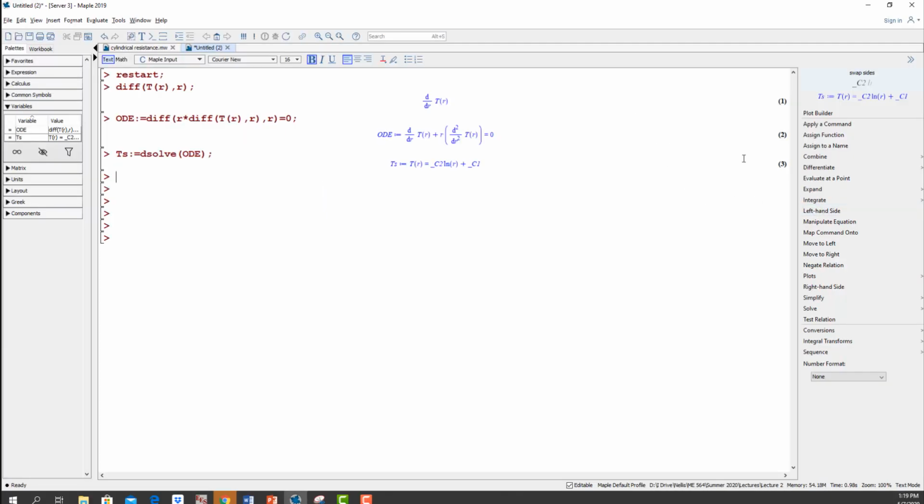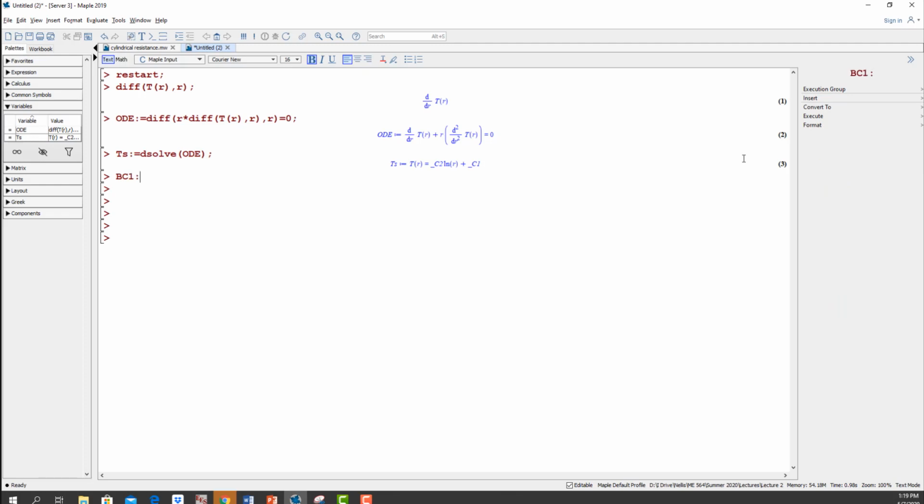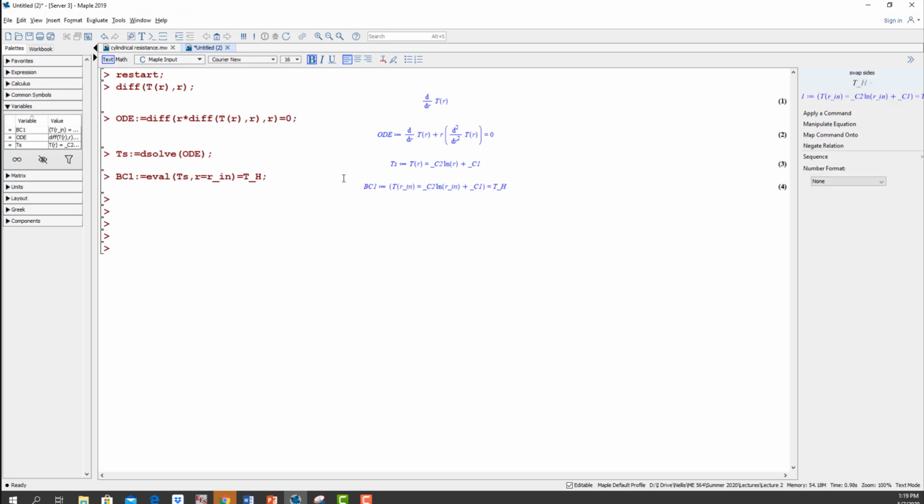So I'm going to call one of our boundary conditions BC1. This is going to be our algebraic expression, and it's going to be eval TS at r equals rn has to be equal to th, like that, right? So what am I doing here? I am evaluating this expression at r equals rn, so it'll just substitute r equals rn here, and I'm setting it equal to th. That should be my boundary condition, and that's what I have here.